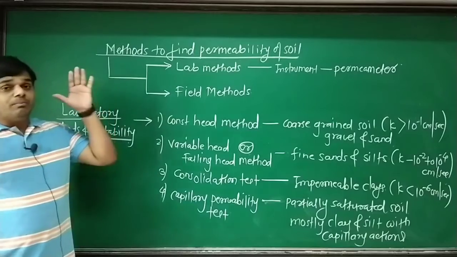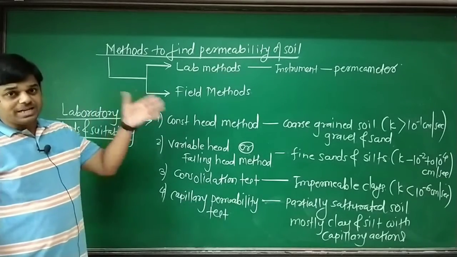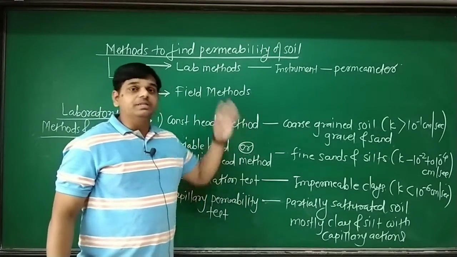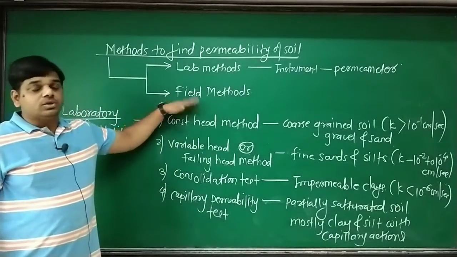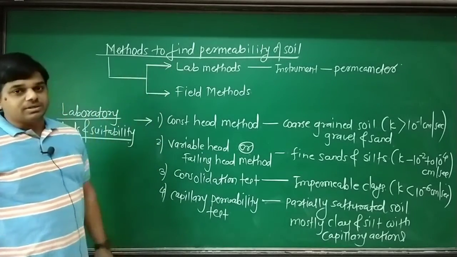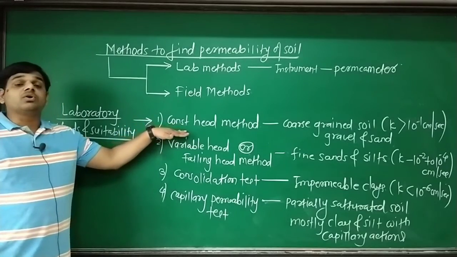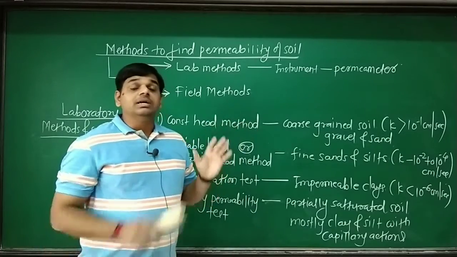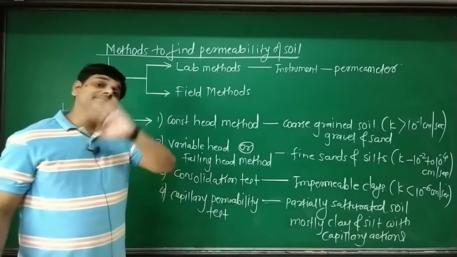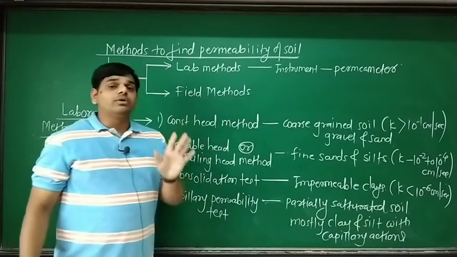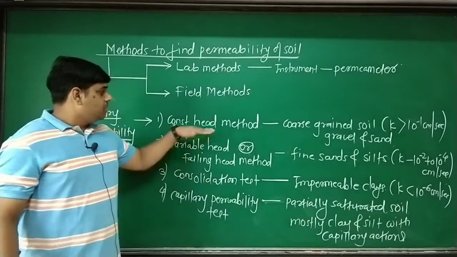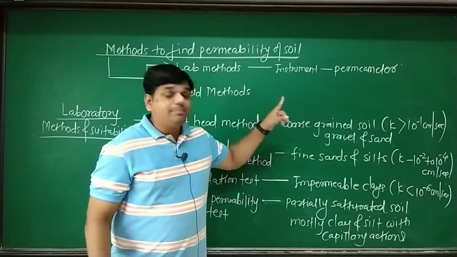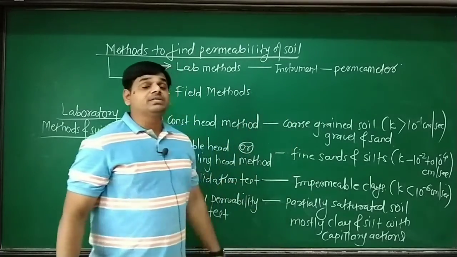First, methods are grouped into two sections: laboratory methods, where the instrument used for measurement of permeability is the permeameter, and field methods. First we will discuss laboratory methods. In the laboratory, the first method is the constant head method. Head during the test is kept constant. How this method works we will discuss in detail later, but for the time being we focus only on suitability. The constant head method is applicable for coarse grained soil where permeability is more than 10 to the power.